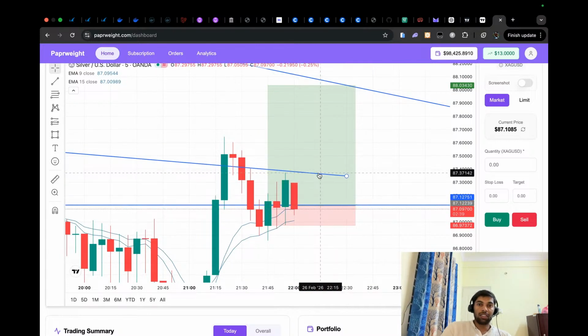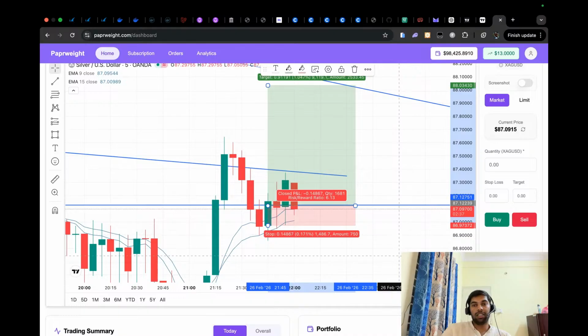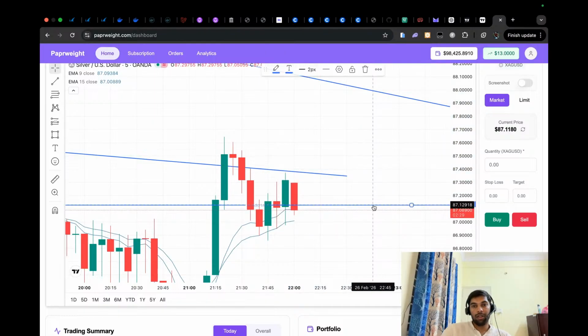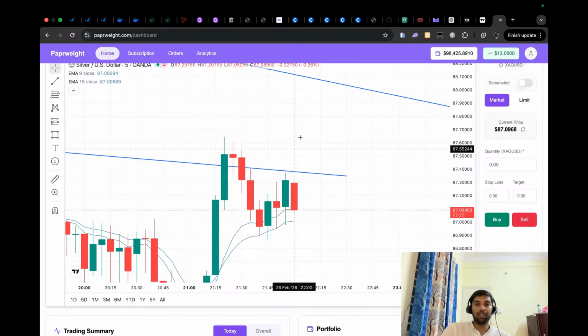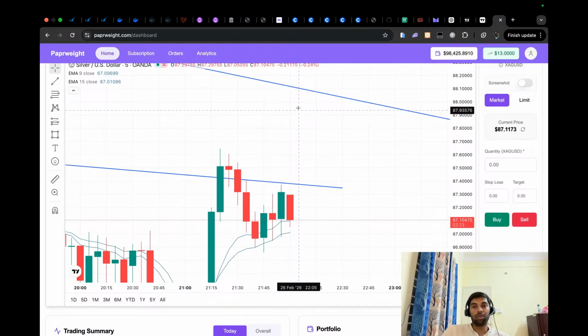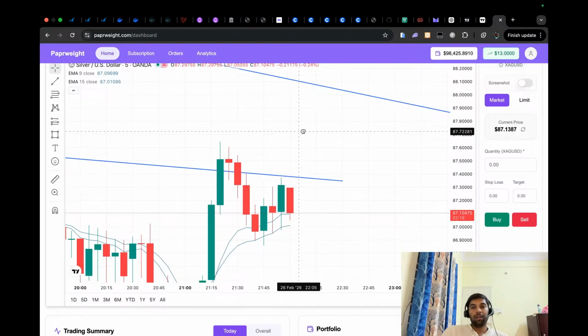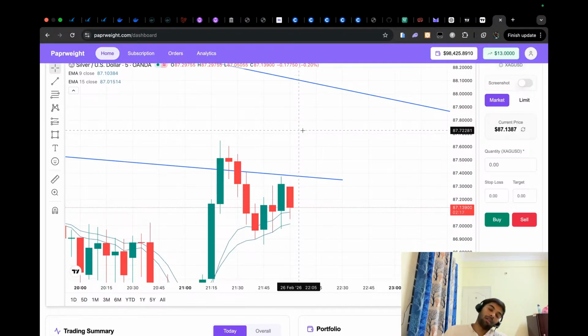Otherwise, this is a rejection as well. So if we get the chance to jump in again, we'll definitely jump in. But right now, this is not the trade that we are looking for. If it continues with this red and green candle, then it has the ability to go until this point. But as of now, I'm just coming, guys.